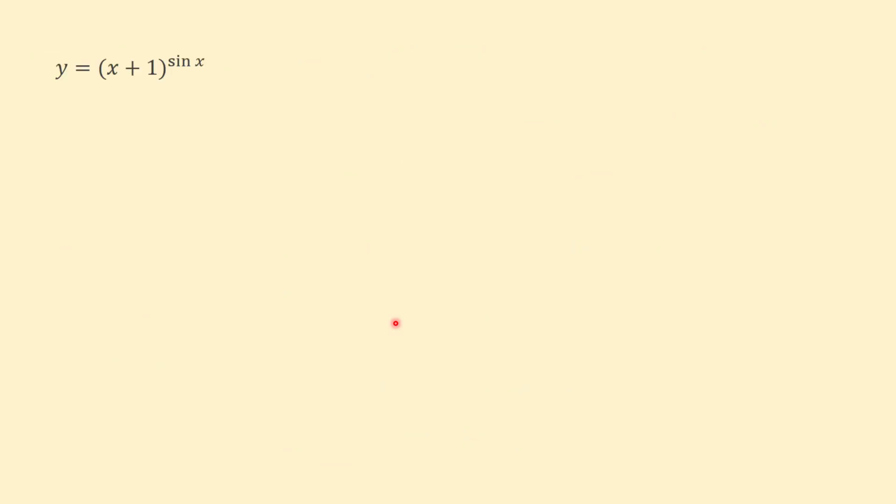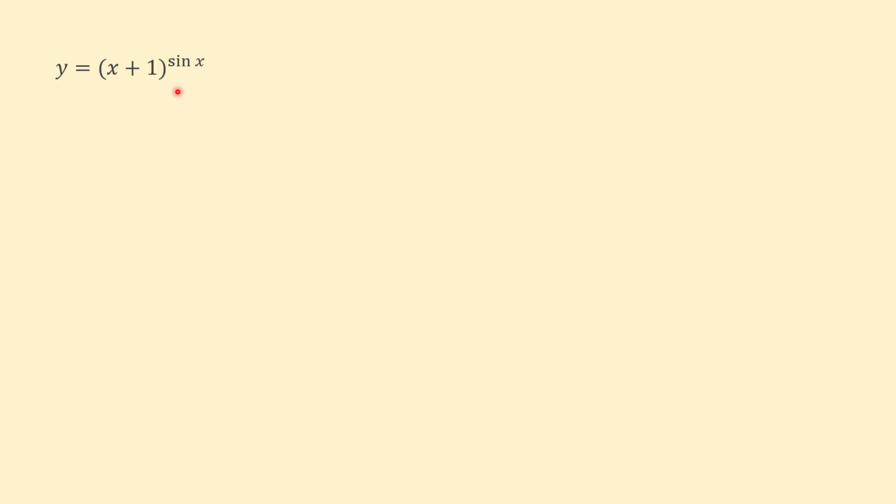Let's do another example. Y equals x plus 1 to the power of sine of x. For finding the derivative of this function, we use logarithmic differentiation. Why do we need the logarithmic differentiation technique for finding the derivative of this function? Because the base and the power both depend on x. So you cannot simply use the power rule. You cannot say bring the power down and subtract the power by 1. You cannot use the power rule for finding the derivative of this function.